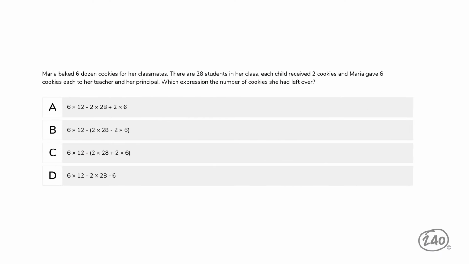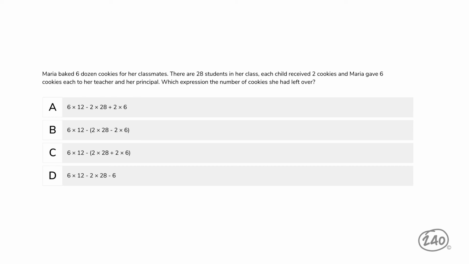Maria baked 6 dozen cookies for her classmates. There are 28 students in her class. Each child received 2 cookies. Maria then gave 6 cookies to both her teacher and her principal. Which expression best demonstrates the number of cookies Maria had left over?